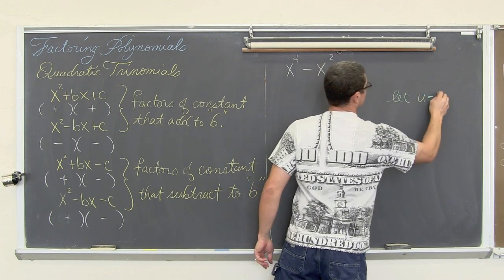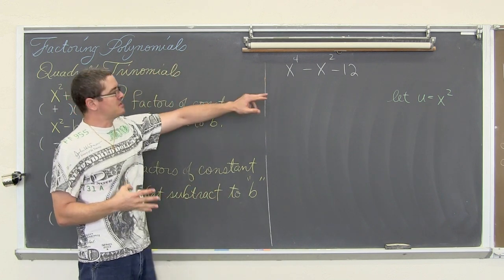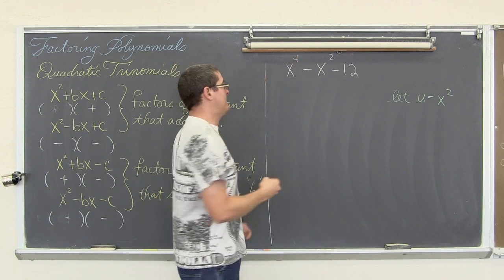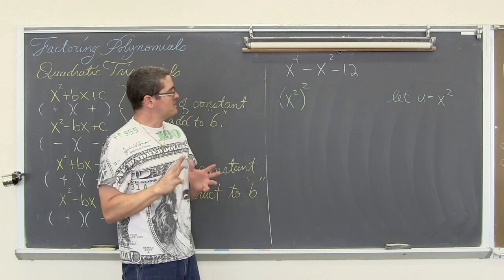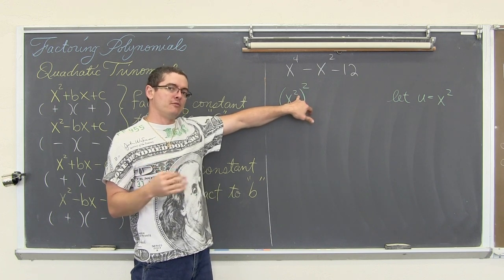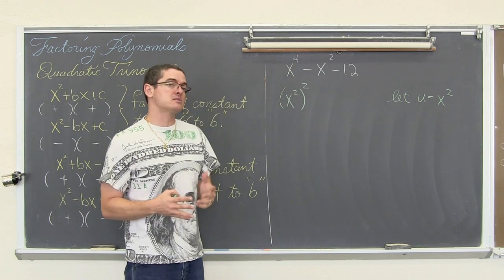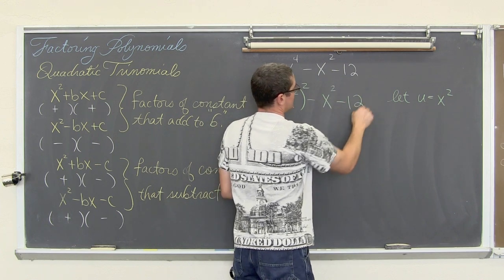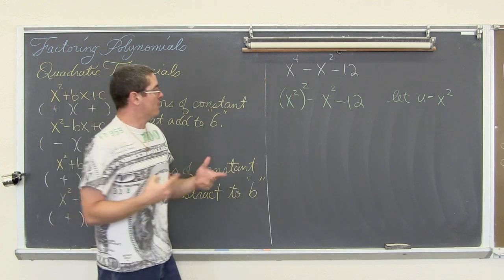Well, I'm going to factor it in this format, but I'm going to temporarily say, let's let u equal x squared. I don't see any x, I see an x squared here, but I'm going to rewrite this x to the 4th as x squared raised to the 2nd power. Is that the same thing? When we have stacked exponents, we're supposed to multiply those. That's the power property of exponents. And x squared to the 2nd power is x to the 4th. Minus x squared minus 12.